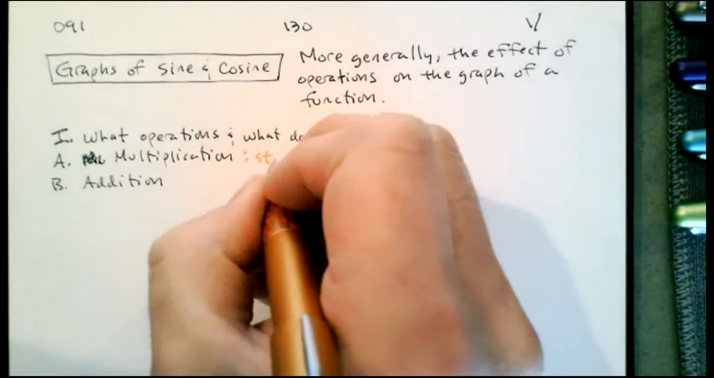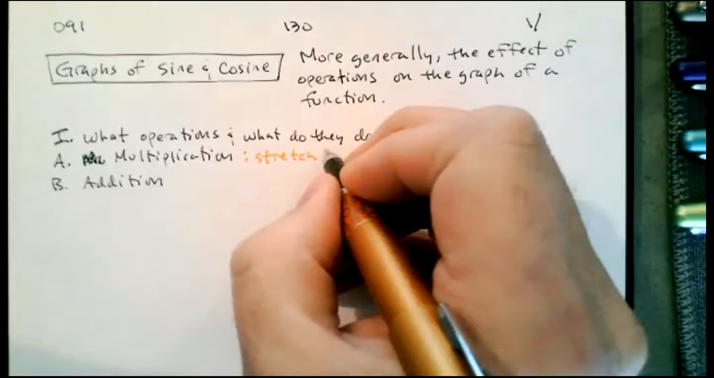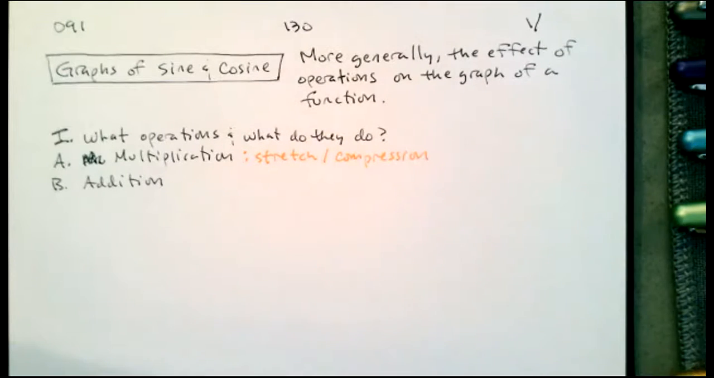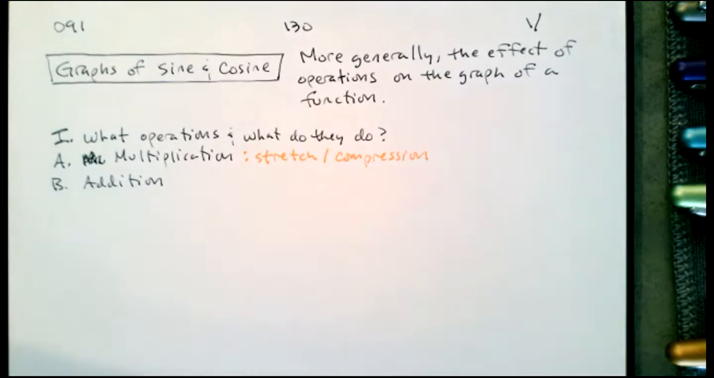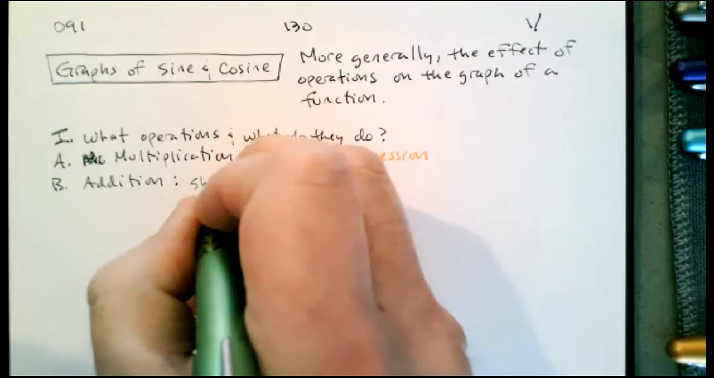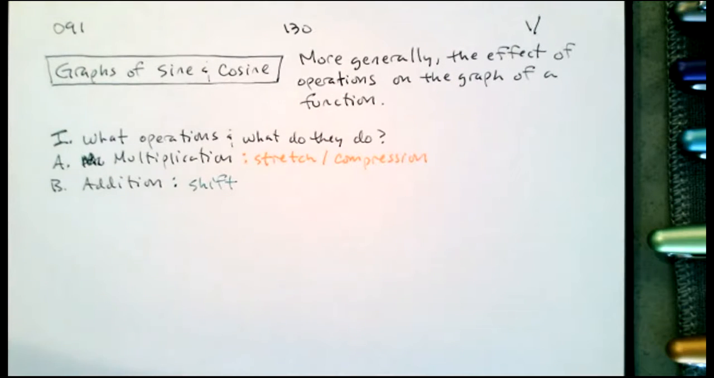We'll get a stretch or an inverse stretch, a compression. We didn't talk about this specifically last time, but when we do addition, addition is just going to move things. Addition is just going to produce a shift. So multiplication will produce a stretch or a compression, and addition will produce a shift. Multiplication is changing the shape, but addition is just moving things around.